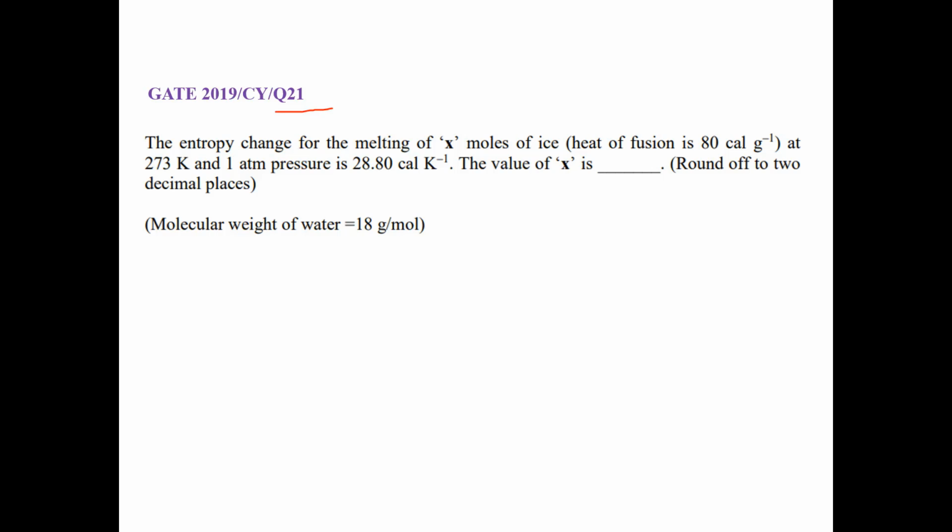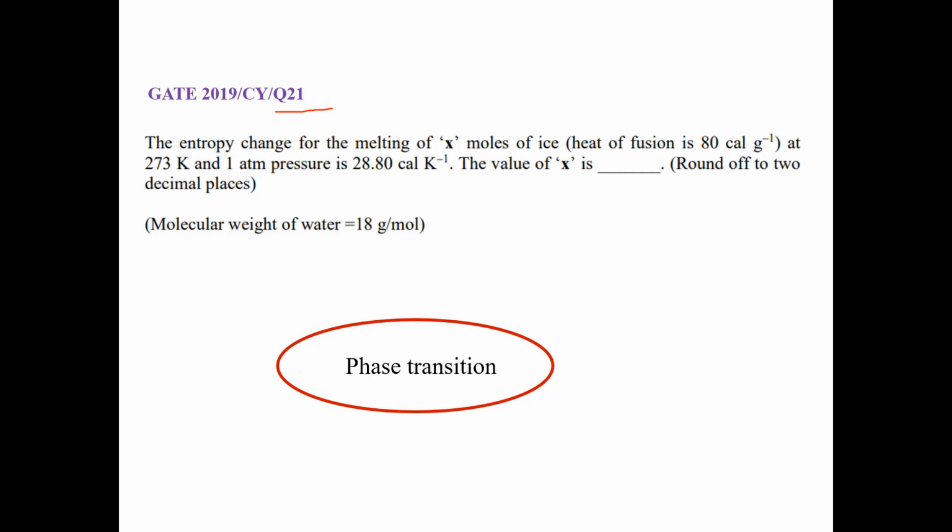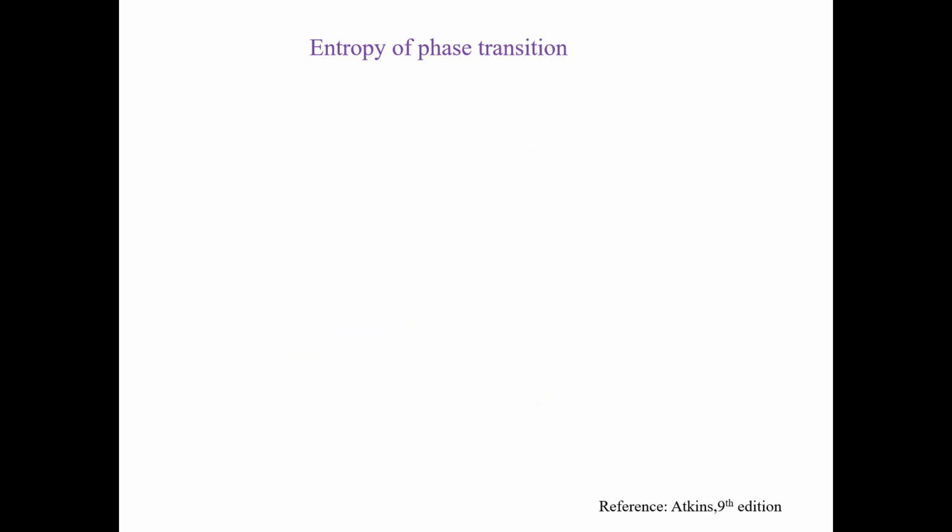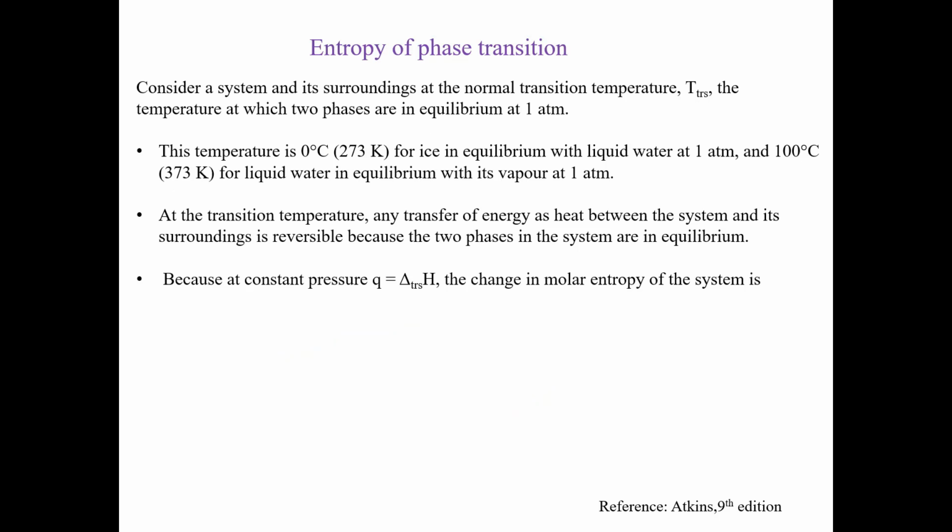28.80 cal per Kelvin. The value of X is dash. Round off to 2 decimal places. The molecular weight of water is equal to 18 gram per mole. This is a 1-mark question and the logic required for this question is about phase transition. So, the entropy of phase transition.